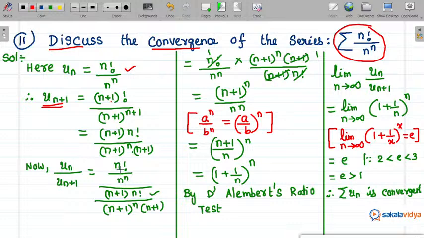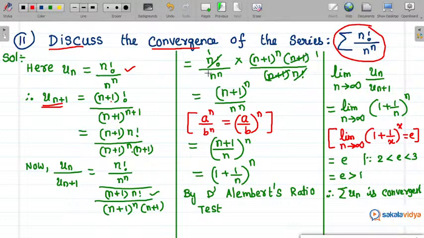So un is nothing but n factorial by n to the power of n, divided by n plus 1 into n factorial by n plus 1 whole to the power of n into n plus 1. So it can be simplified further. So equals n factorial by n to the power of n into n plus 1 whole to the power of n into n plus 1, divided by n plus 1 into n factorial. N plus 1 got cancelled.